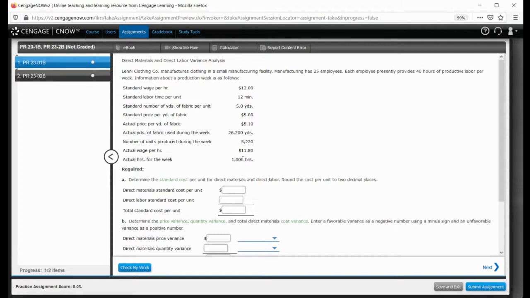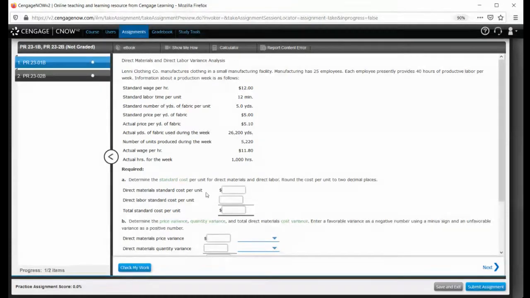So what we're going to do is take this information and compare what actually happened to what they thought should have happened. So we're going to compare our actual amounts with the standard amounts for a period of time. In requirement A, they're asking you to determine the standard cost per unit for the direct materials first, and then the standard cost per unit for the direct labor.